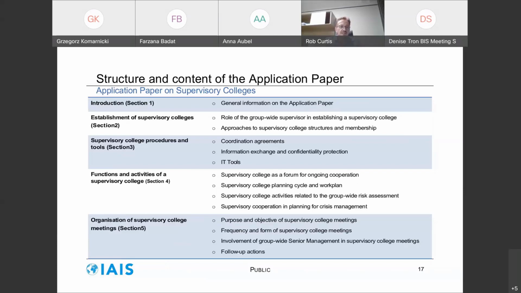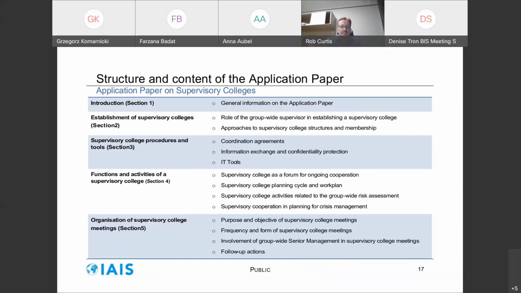Now, Section 5 covers various aspects related to organisation of the supervisory college meetings. The subsection on involvement of group-wide senior management in supervisory college meetings may be particularly helpful to the insurance industry representatives on the call today. This section also describes possible follow-up actions such as feedback letters from the group-wide supervisor to the insurance group. Now, that's basically an overview of the paper.